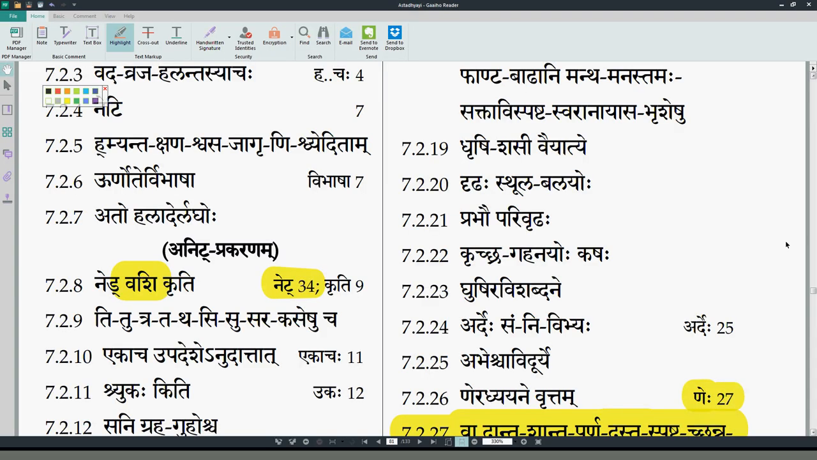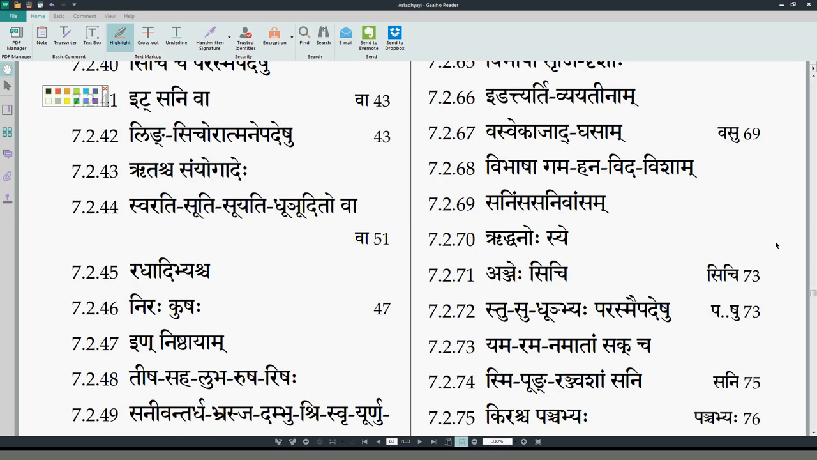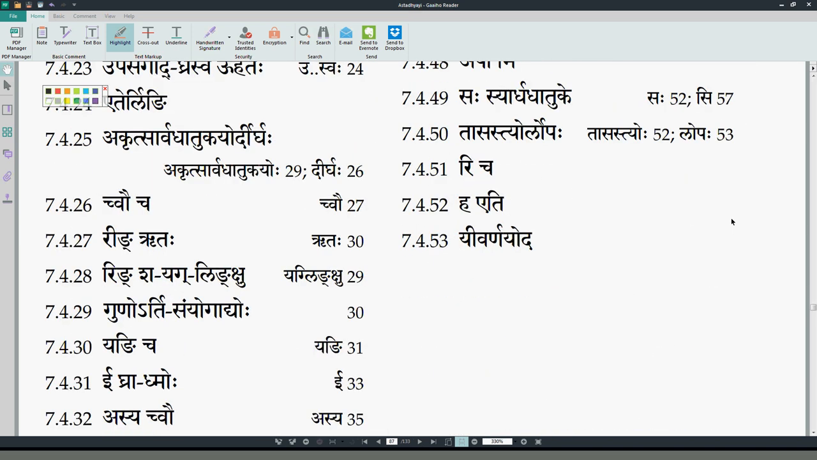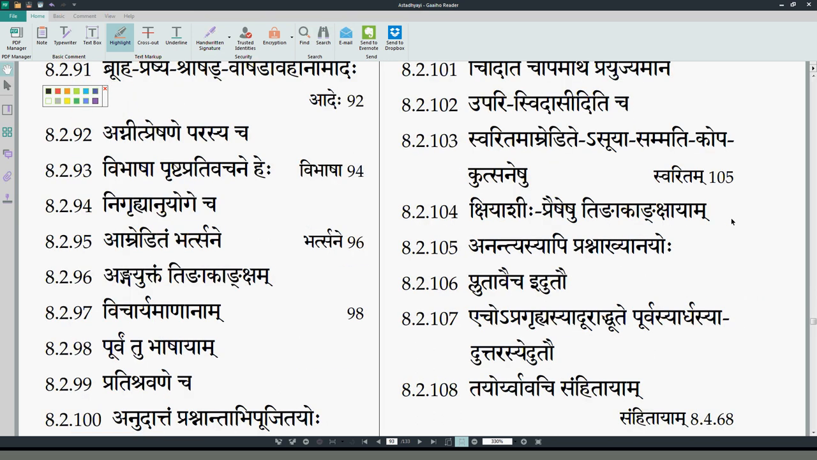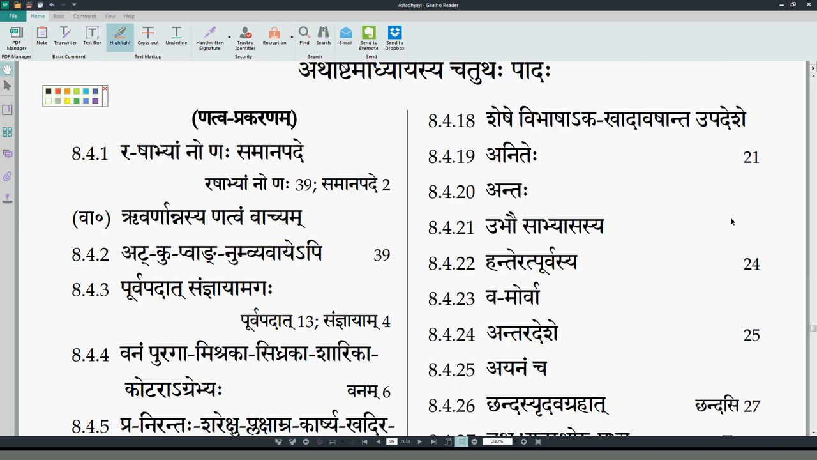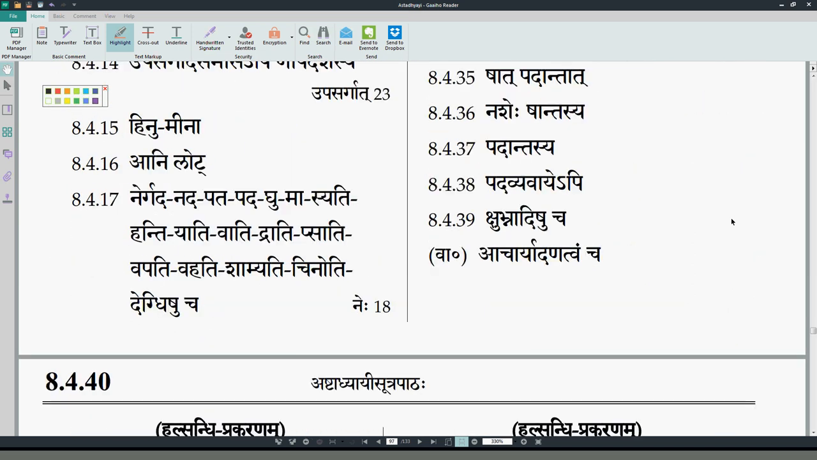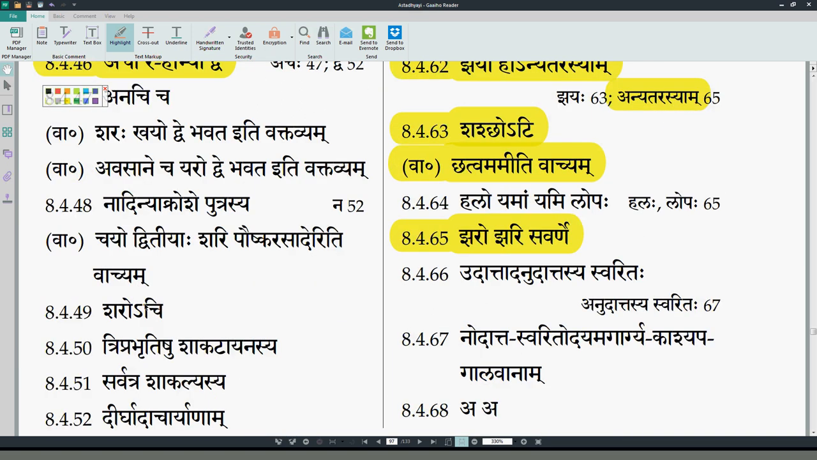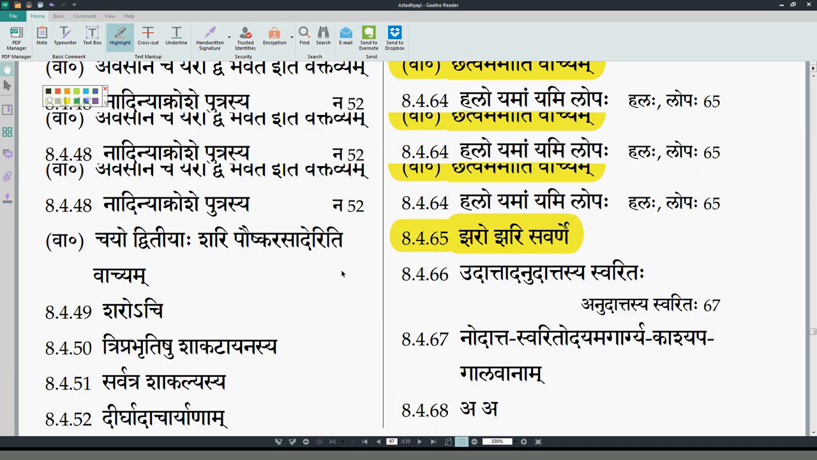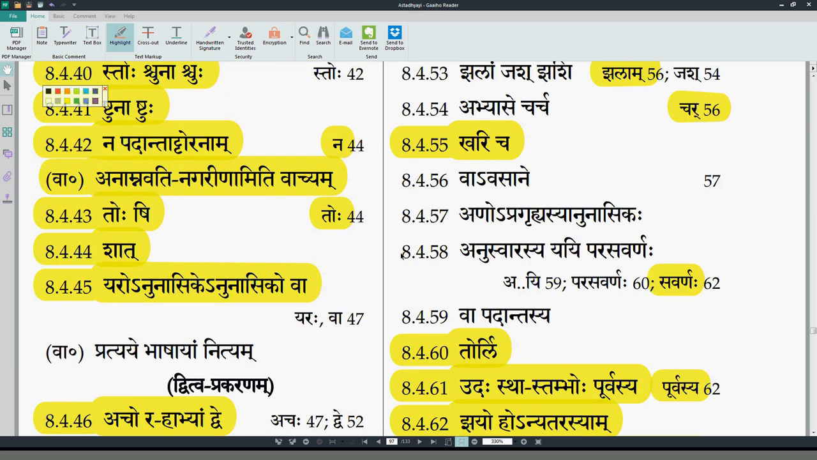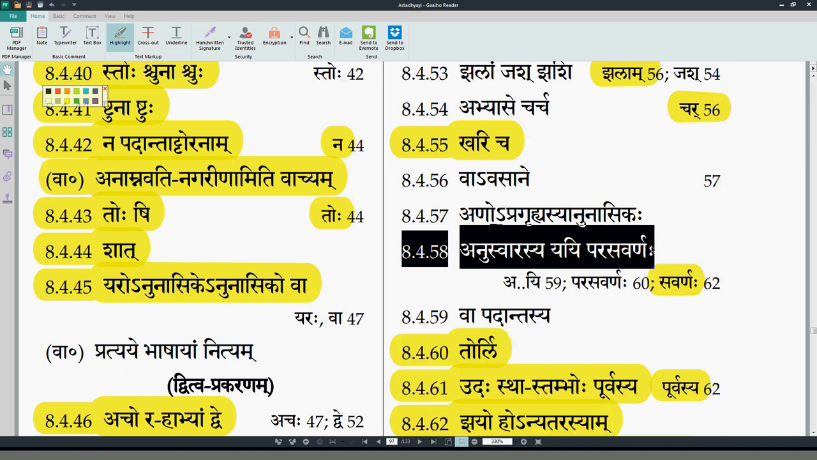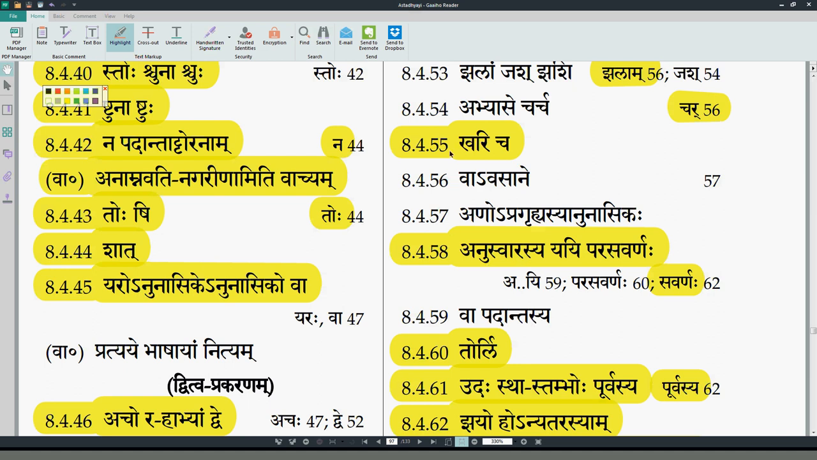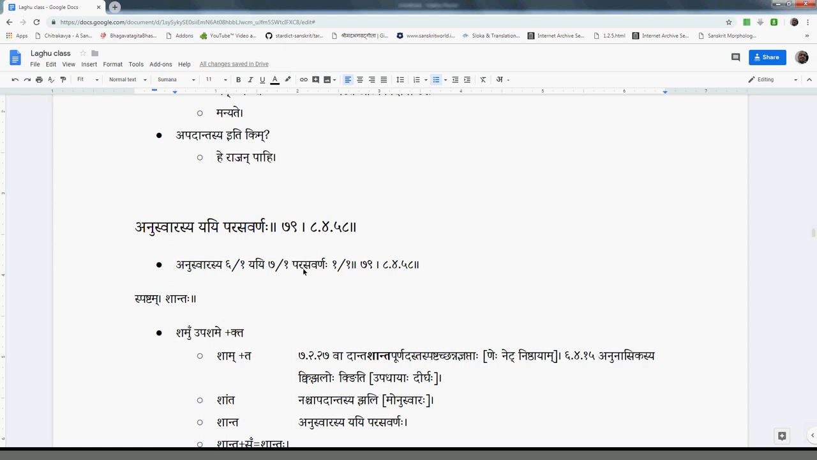If you look at 8458, almost towards the end of the Sutra Patha, 8458. Here, see, I'm sorry. Kharicha we saw then. Here, see, Anuswarasya Yai Parasavarna. What is the Anuvritti here? Whatever is the Anuvritti, Parasavarna is replacing that. Anuswarasya Yai Parasavarna Bhavati. Anuswarasya Yai Parasavarna is the Adesha. Parasya Savarna. Parasya Savarna, Parasavarna.